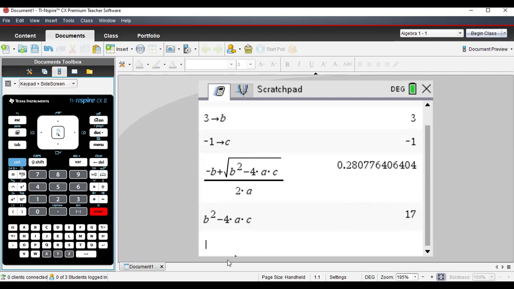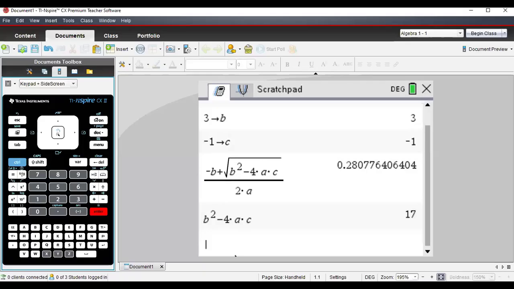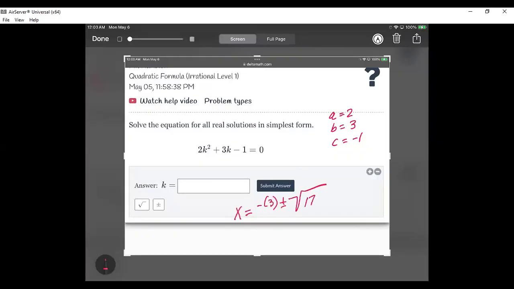So now I'm going to take this, and my answer is going to be x equals -3 plus or minus. I'm going to leave that square root part as 17 because we've calculated that. And then I'm going to do 2 times 2, which is 2a, which is going to be 4.